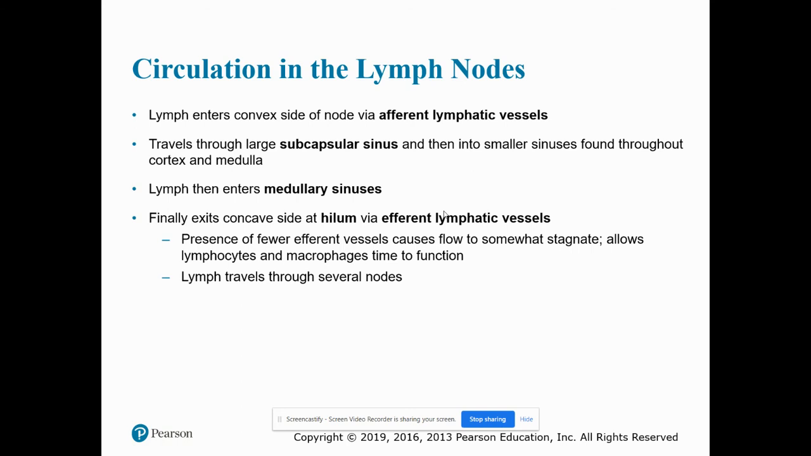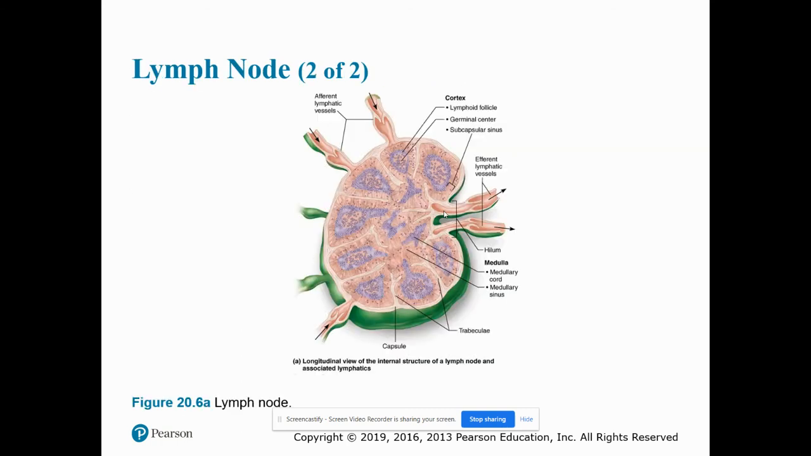Because of the fact that there are fewer efferent lymphatic vessels, the flow can somewhat stagnate. And what this does is it gives the lymphocytes and the macrophages time to do their job. And lymph travels through several different nodes. And this is the lymph node again. So afferent vessels are on this outside here, and then the efferent vessels are on the kind of inside of this. It almost looks like a kidney, sort of. But you can see again, there's fewer efferent vessels, which is going to cause that flow to stagnate, which is going to give lymphocytes and macrophages time to do their job.